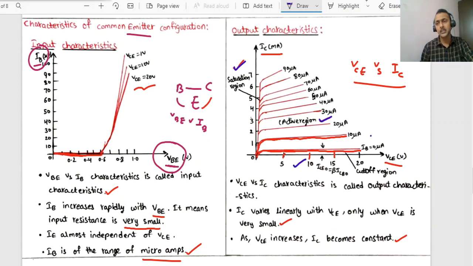In this entire discussion, dear students, if it is common emitter, please remember what the x-axis and y-axis are for input characteristics, and for output characteristics. Simply to remember: for input characteristics, as the input is across base and emitter, base-emitter voltage will be the x-axis and base current will be the y-axis. For output characteristics, collector-emitter voltage will be the x-axis and collector current will be the y-axis. Clear? Right. So this is about the common emitter configuration.